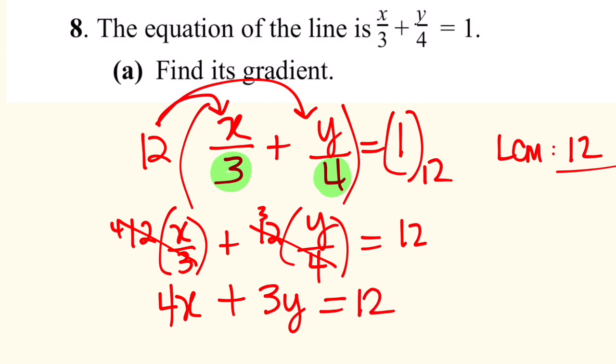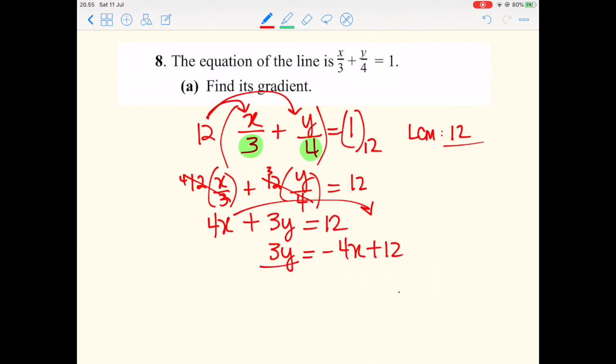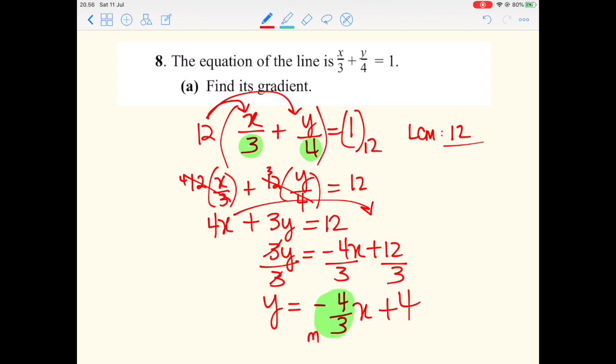Since we want to follow the y equals mx plus c format, the 4x must be transferred to the right side of the equation. This manipulation further results to 3y equals negative 4x plus 12. And by dividing both sides of the equation by 3, the equation turns out to be y is equal to negative 4 over 3 x plus 4. Hence, the gradient is the coefficient of x, which in this case, is minus 4 over 3.